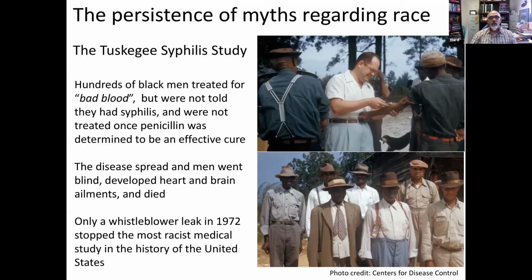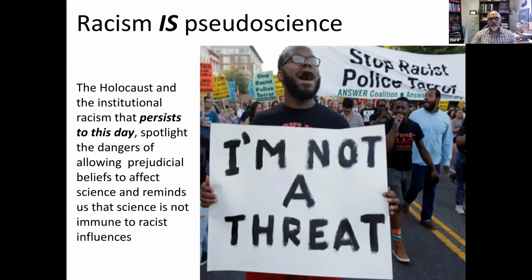and therefore this represented a population that would be suitable for a study that would show scientists how syphilis progressed in people if it were untreated. Unfortunately, these men went on, many of them became blind, developed heart problems, brain ailments, and obviously many of them died. The study only ended in 1972 because of a whistleblower that spoke out and stopped this study.